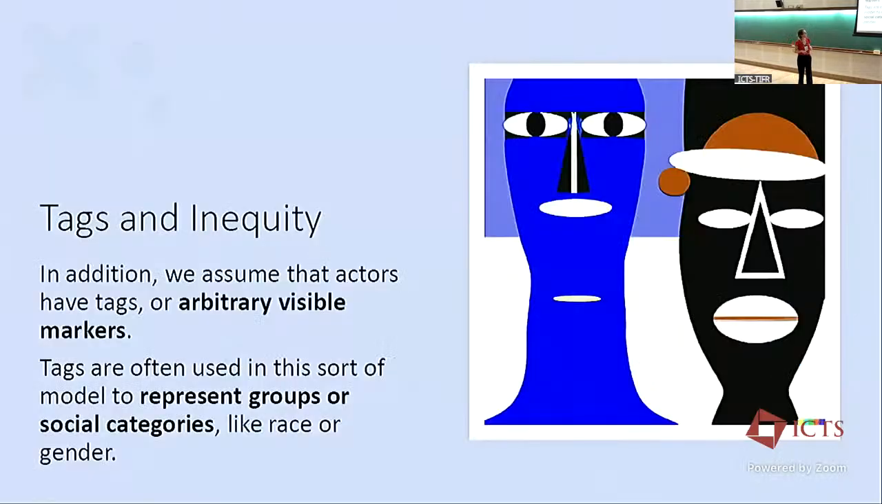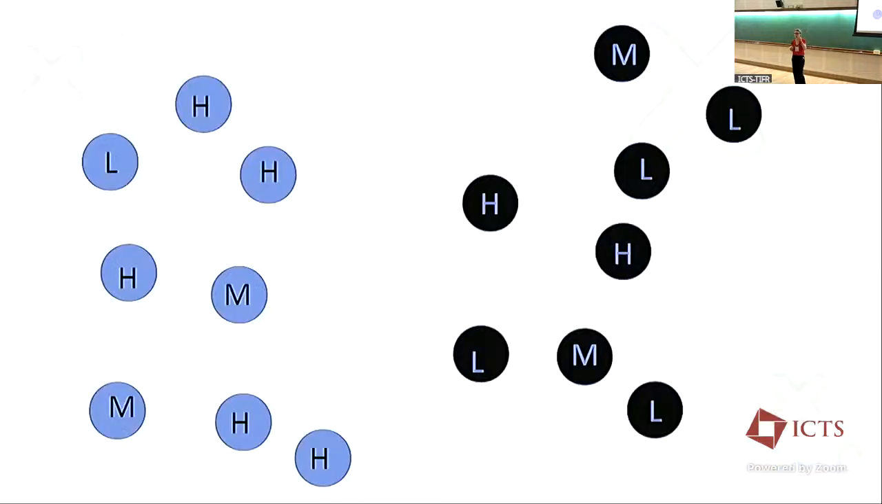So they're going to have tags, arbitrary visible markers. The model is going to look something like this. We'll have 2 groups. I'm going to show you variations on how the tags work. Here they have their random strategies. So the dynamic we'll use throughout this is what's called pairwise proportional imitation dynamics. So what you do in this dynamic is for each agent, you calculate an expected payoff for them given the current state of the group.